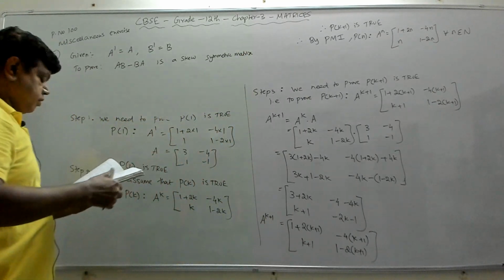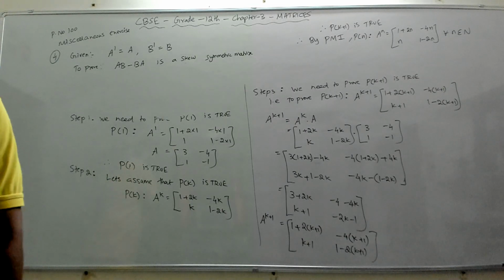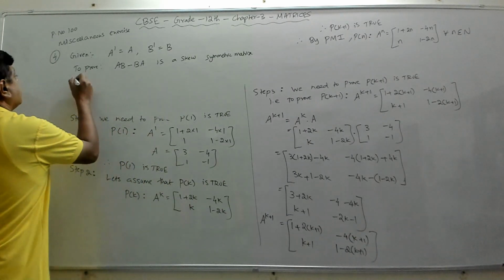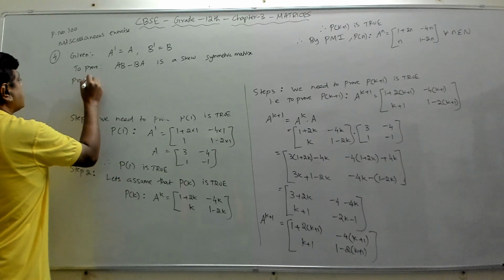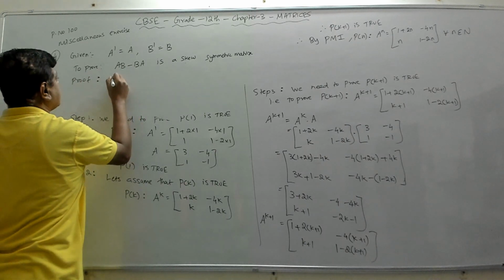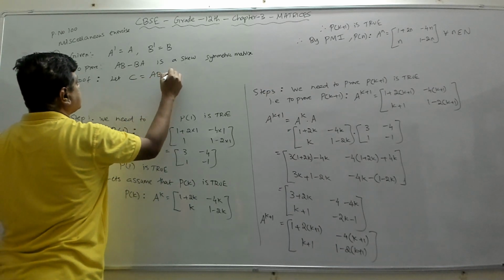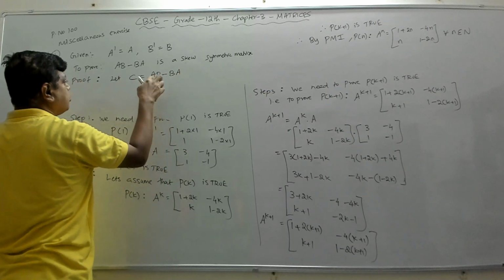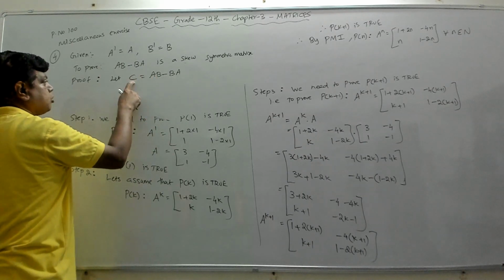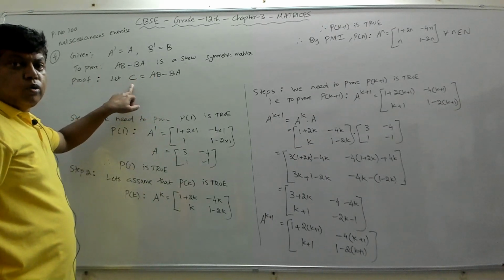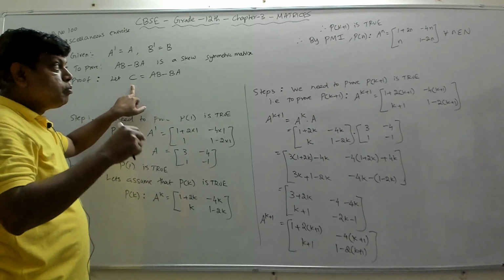So we should show this. Now how do we show that this is skew symmetric? So proof. We will call this matrix some matrix C. So let the entire thing be a matrix C equal to AB minus BA. Now to show that AB minus BA is skew symmetric, I have to show that C is skew symmetric.